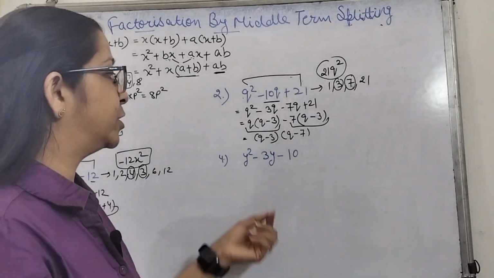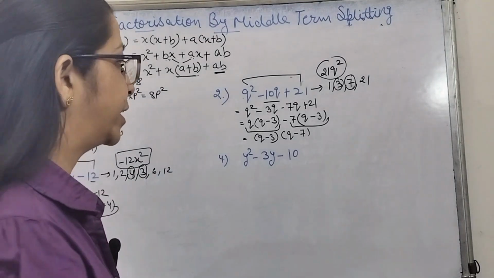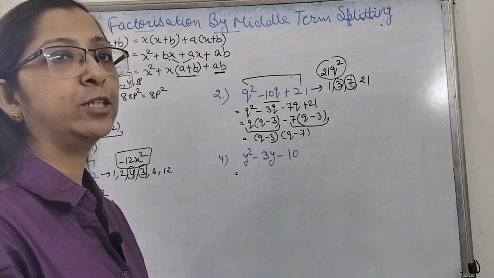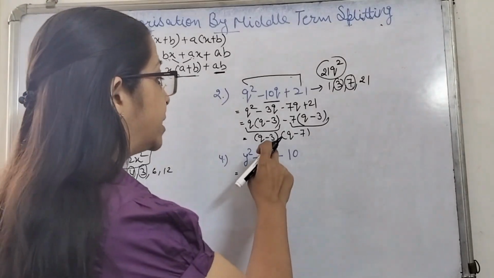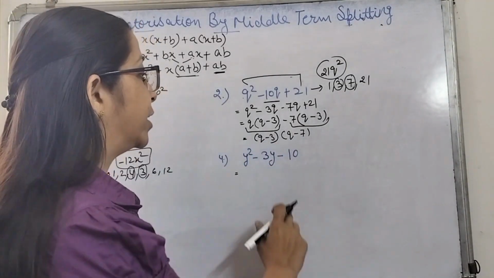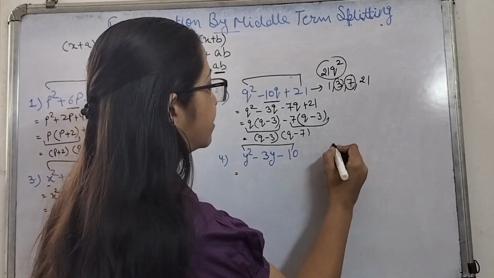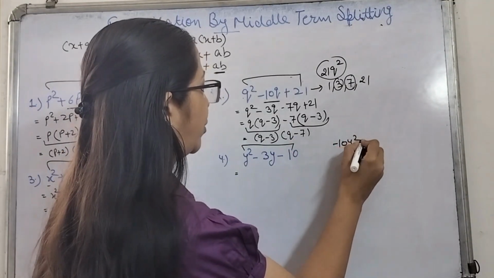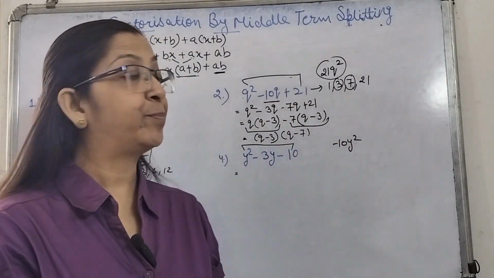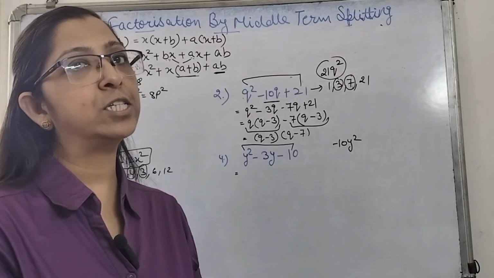Now, the fourth condition, when both the middle term is negative and the constant is negative. What will we be doing over here? Again we will be splitting the middle term into two parts such that the sum should be equivalent to minus 3y and the product should be equivalent to the product of the first and third term, that is minus 10y square. Minus 10 multiplied by y square will be minus 10y square. So the product should be minus 10y square and the sum should be minus 3y.